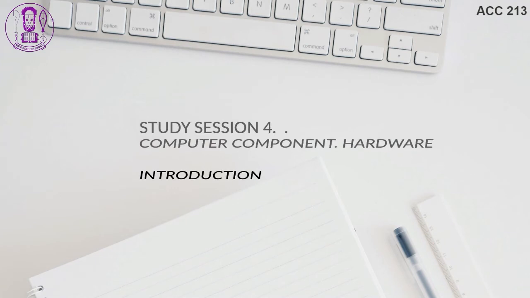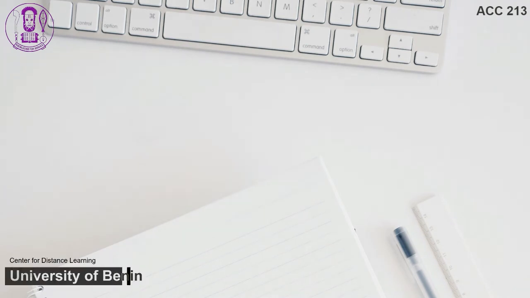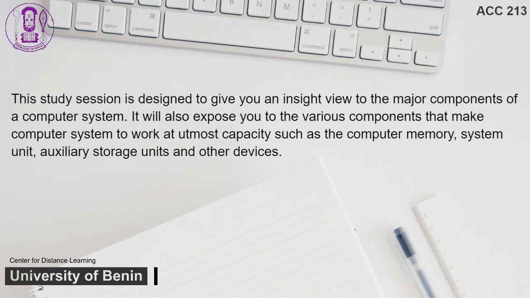Study Session 4. Computer Component Hardware. Introduction. This study session is designed to give you an inside view of the major components of a computer system. It will also expose you to the various components that make the computer system work at utmost capacity, such as the computer memory, system unit, auxiliary storage units, and other devices.